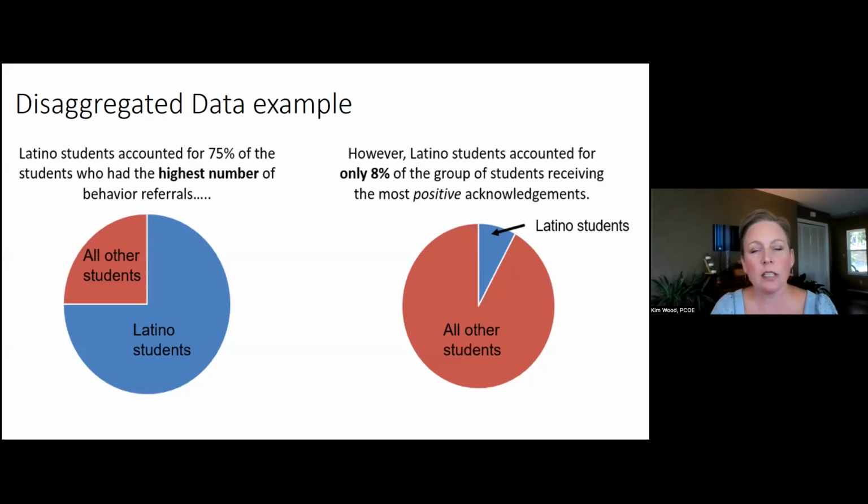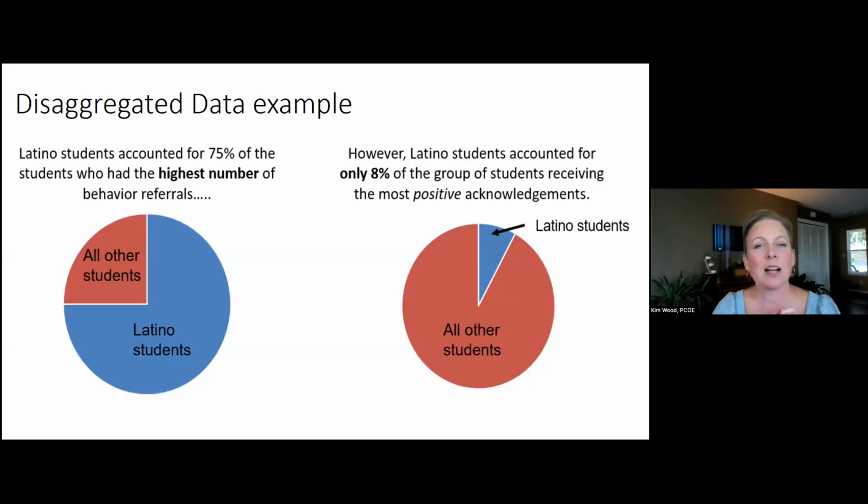So when we look at the data to come up with an action plan, it was very clear that we could have this conversation with the staff: this group of students is getting a lot more behavior referrals, but they're also really not getting a lot of recognition compared to other students. Why is that? And what can we do about it?